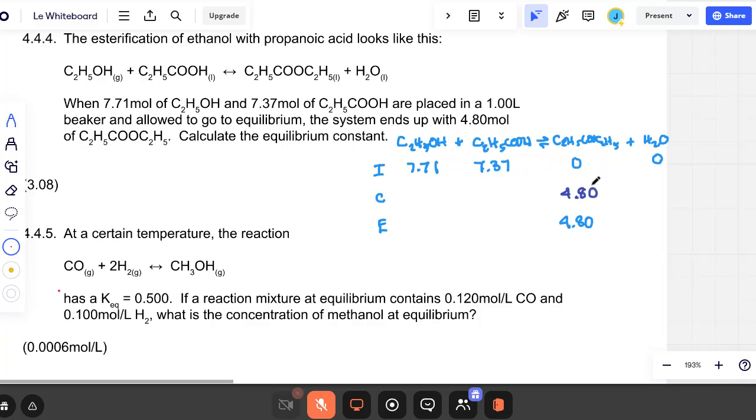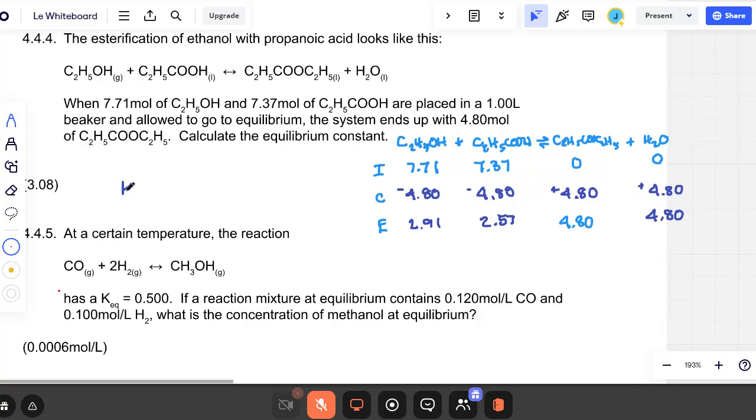This reaction's a bit dull because all the coefficients are ones, so that means this step goes fast. 4.80, 4.80 again. And if this side is going up, it can't go down, it started at 0 and you can't go negative, then this side must be dropping. So nothing plus 4.80 makes 4.80. 7.37 minus 4.80 is 2.57. And 7.71 minus 4.80 is 2.91. Yeah, that should be all right.